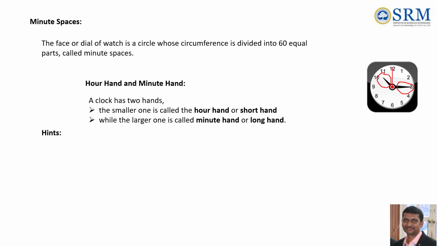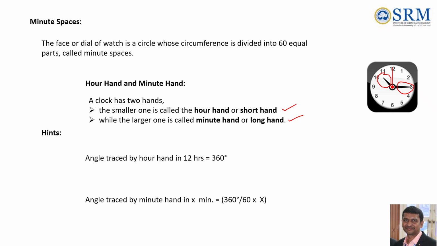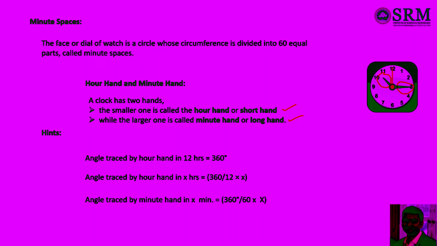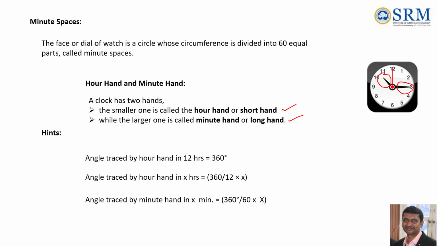Right? So we used to say that this is the minutes and this is the hours, so we write it. There are two types of hands. The smaller one is called the hour hand, the bigger one is called the minute hand. So how much angle is traced by them? The angle traced by the hour hand is 360 by 12, because the hand traces 12 hours.